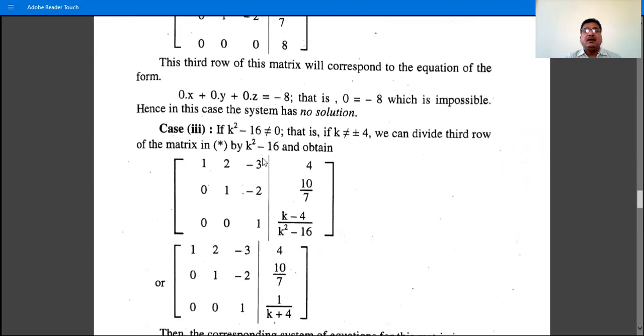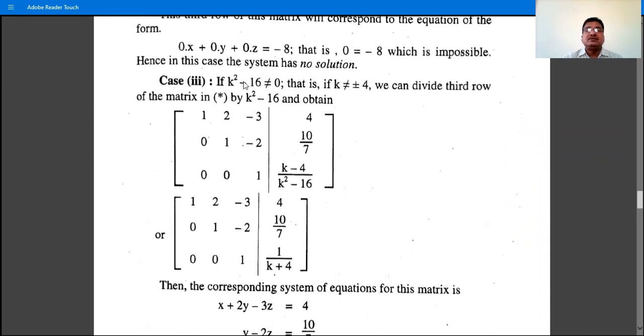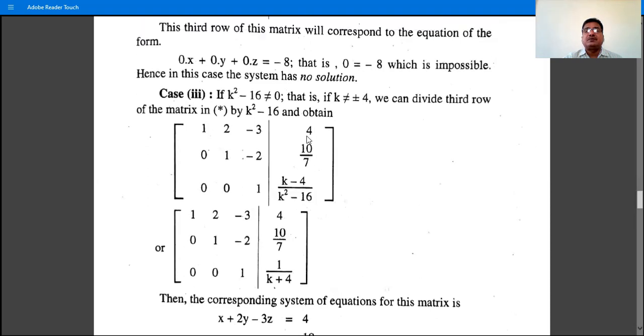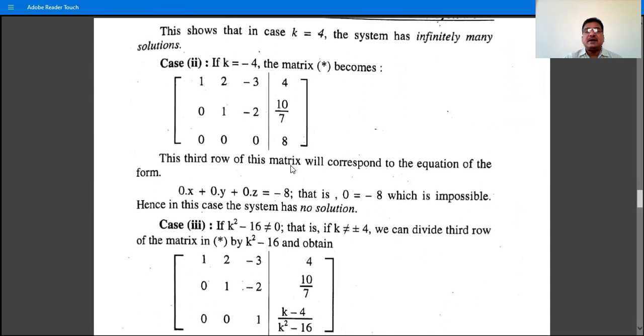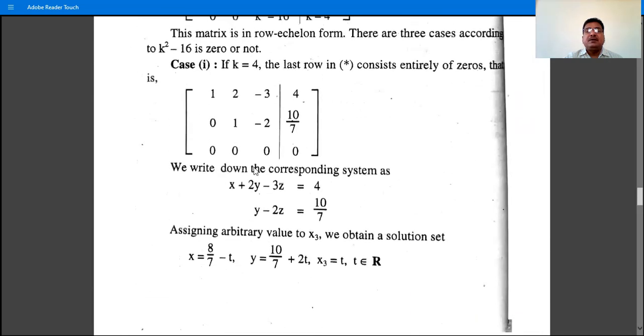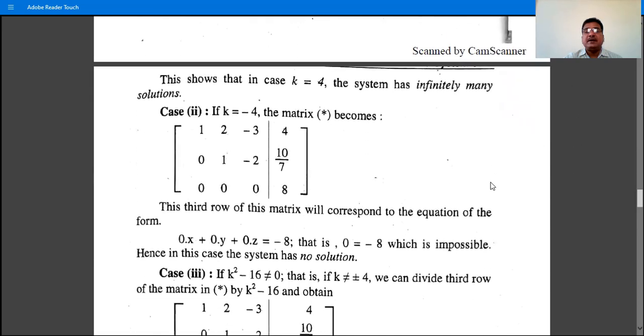If you rewrite the equation, the last equation is 0 is equal to minus 8, and this is not possible. That means the system has no solution. So if k is minus 4, then the system has no solution. And if k is 4, the system has a solution.